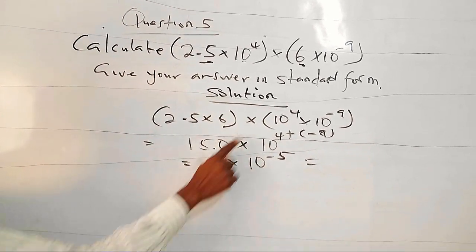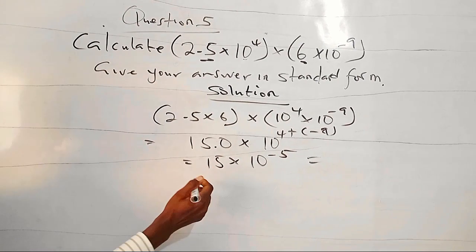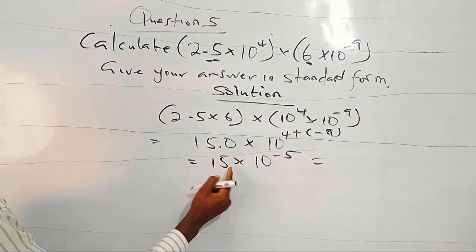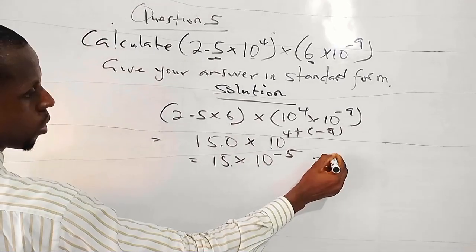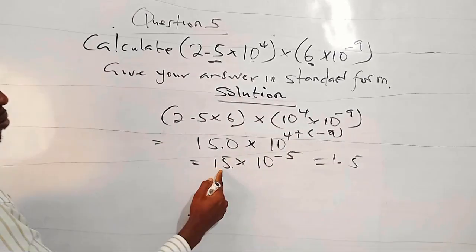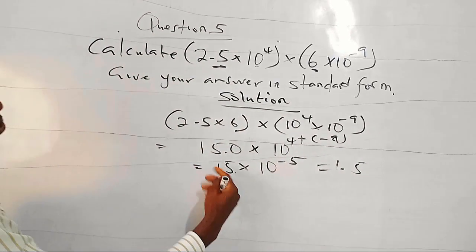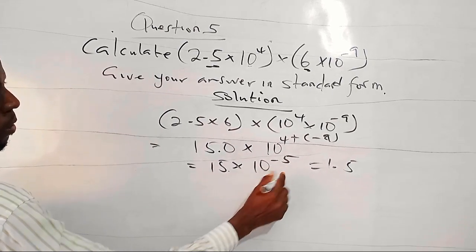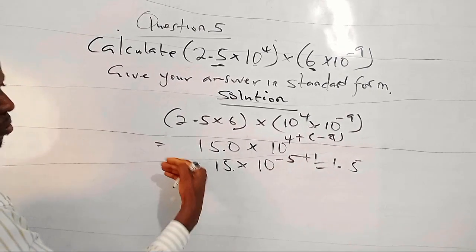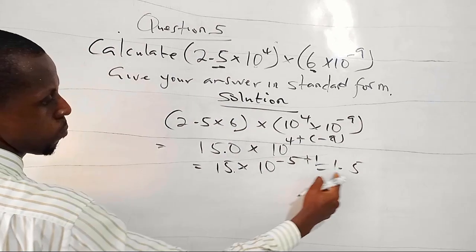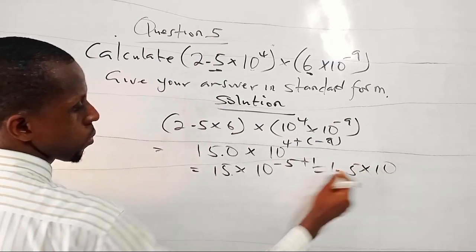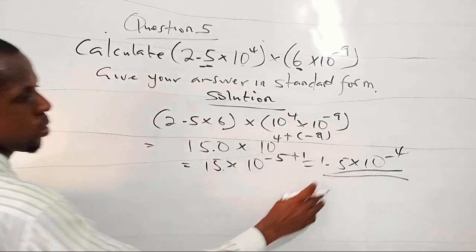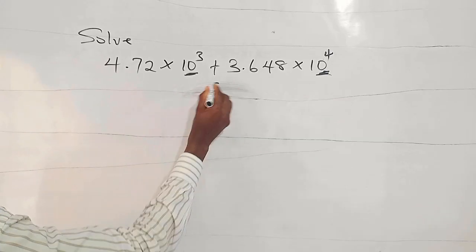Our final answer we have to write in standard form. We assume we have an invisible decimal point here, so by the time you move it, you have 1.5. You move it once, it's a whole number, and you move it towards the left, so you have to adjust the exponent by adding 1. Now we have 1.5 times 10 raised to the power minus 5 plus 1, which is minus 4. Thank you.